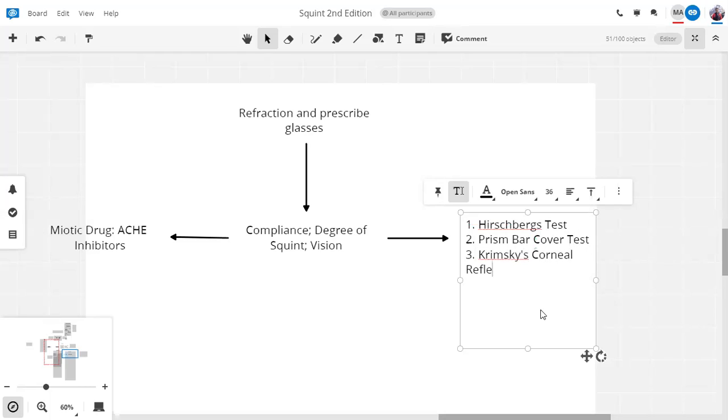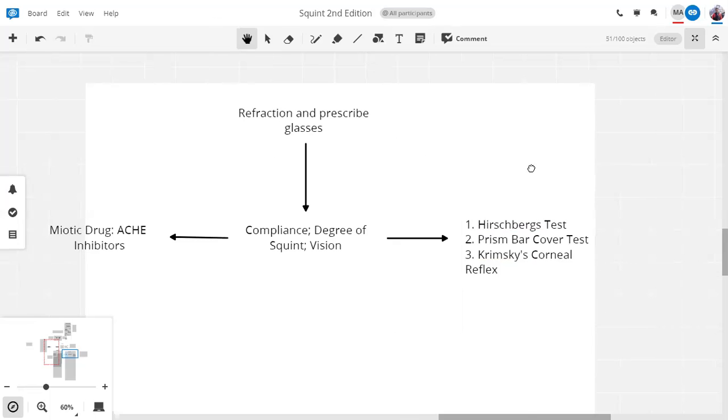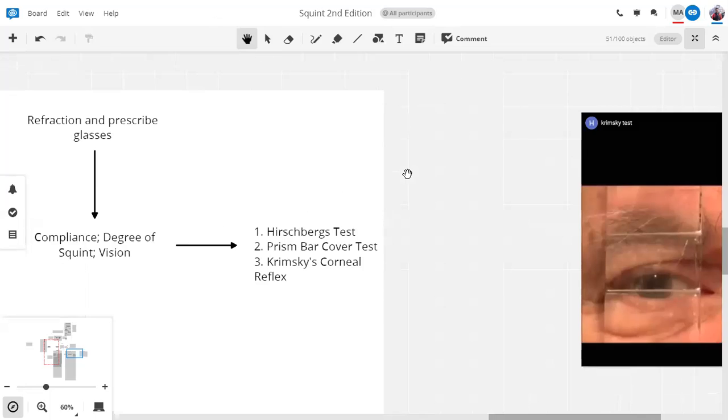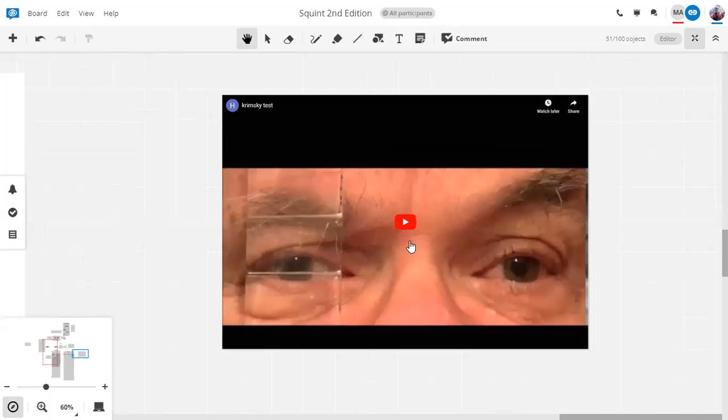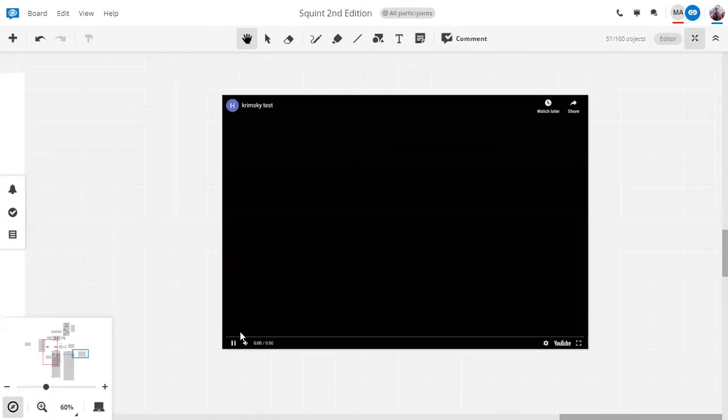I want both of you to read a little about this. Basically, what we do is we assess the degree of deviation. I have a video of Krimsky's corneal reflex. Let's see that. I don't have a short video of the prism bar cover test, but I will send that in the group later on. So this is Krimsky's test. These are different prism bars which are being used on this patient. Let's see what is happening in this video.